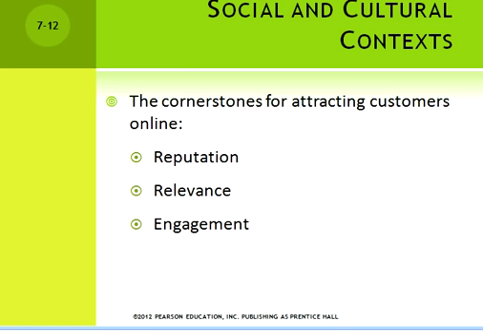From the social and the cultural context, the cornerstone of attracting customers online, which is how do we as marketers attract the customers online? This is based on three areas: the reputation, the relevance, and the engagement. In other words, there are hundreds of billions of websites. How can we attract the customers online? We will learn that it is based on these three areas: the reputation, the relevance, and the engagement. So we'll talk about all three of those.